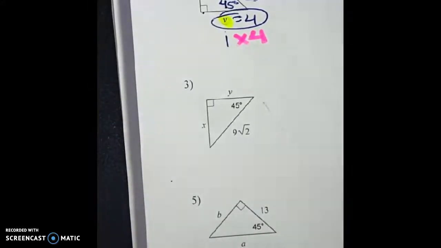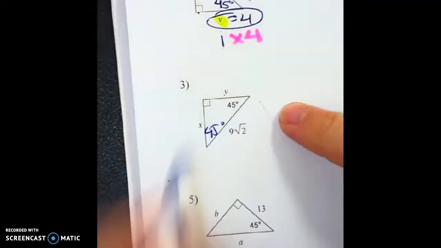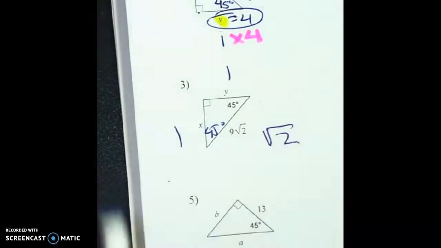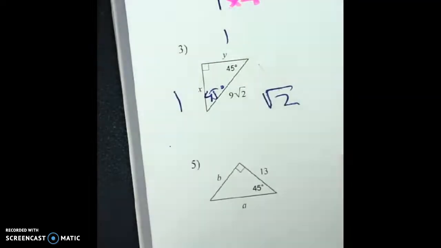This is no big deal. Good. Because when we get to this one, it's a little bit more difficult. If this is 45 and this is 45, then boom, 1, 1, rad 2. This one's a little bit more difficult because this time they gave us the long side, the hypotenuse.